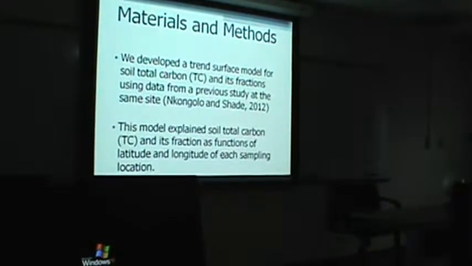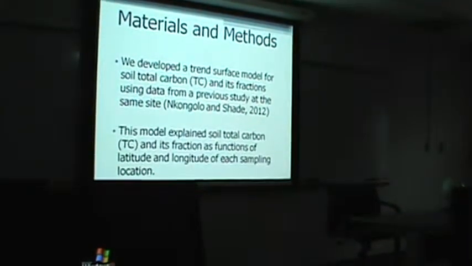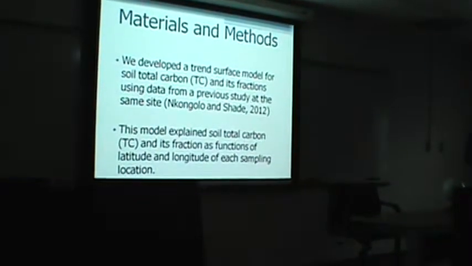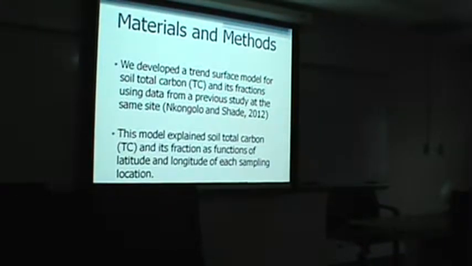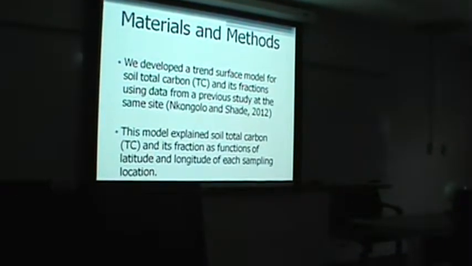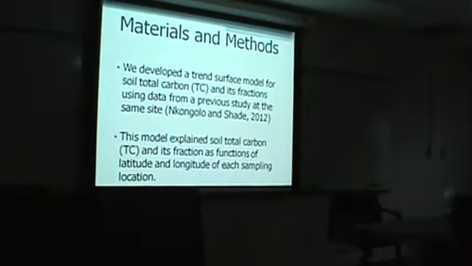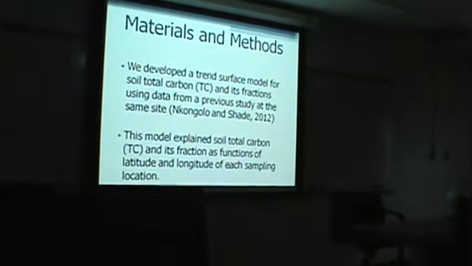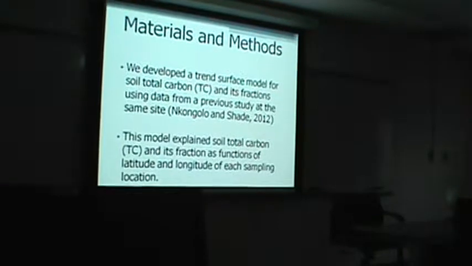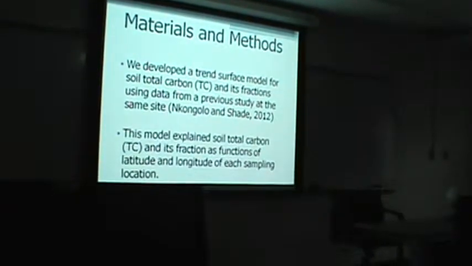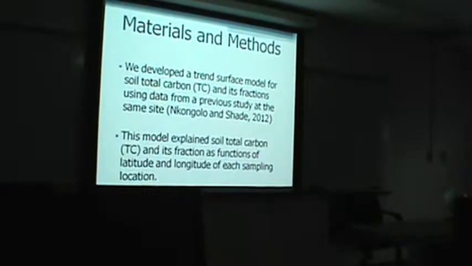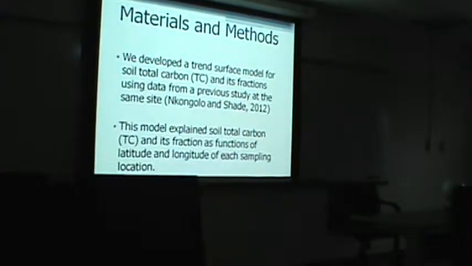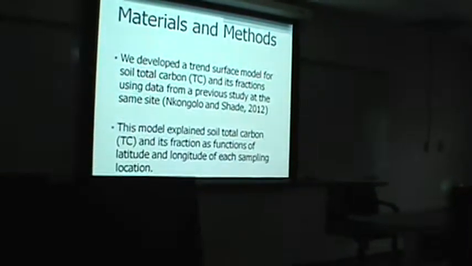Once the analysis of total carbon was completed, values for soil carbon fractions were calculated using previous data on soil carbon available. So what we did was develop the trend surface model for soil total carbon and its fractions, using data from a previous study at the same site. This model explains soil total carbon and its fractions as functions of latitude and longitude of each sampling location.